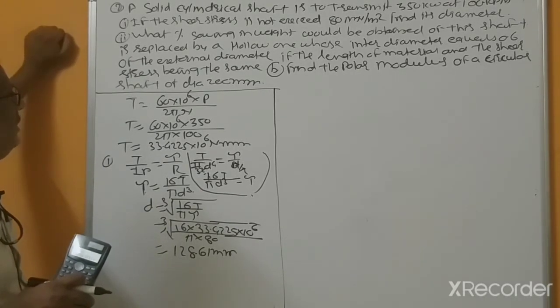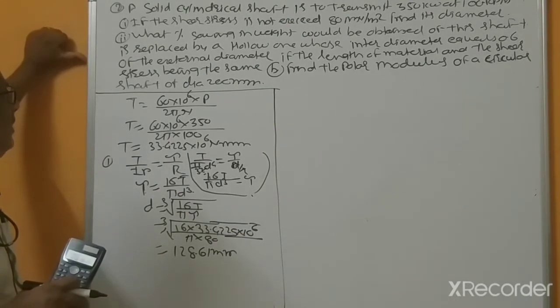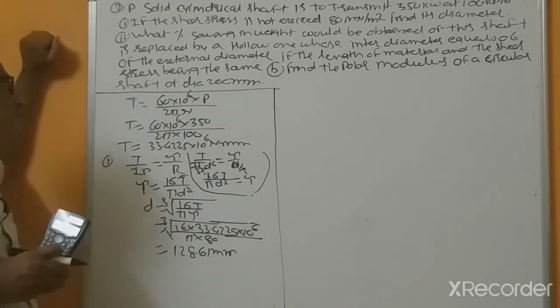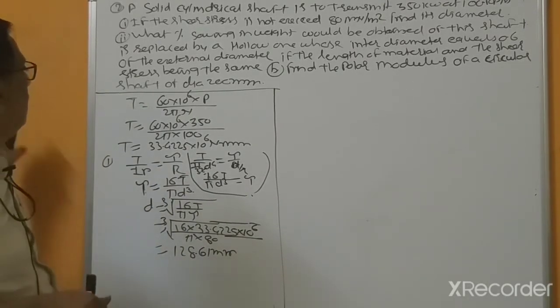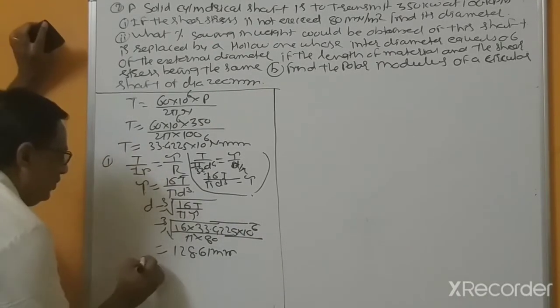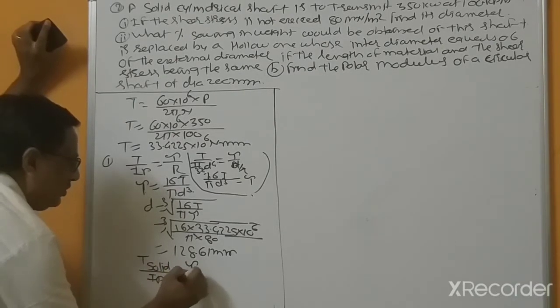What percentage of the saving in weight would be obtained if this shaft is replaced by a hollow shaft whose internal diameter is equal to 0.6 of the external diameter, if the length of the material and the shear stress are the same? So, T for solid divided by polar moment of inertia for solid equals tau for solid divided by R.